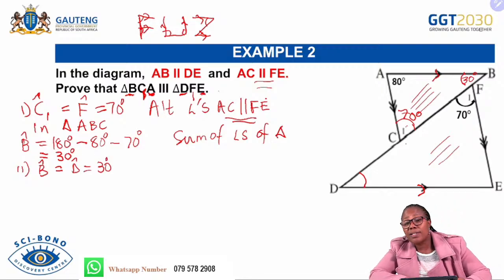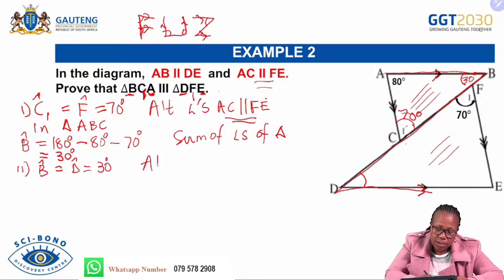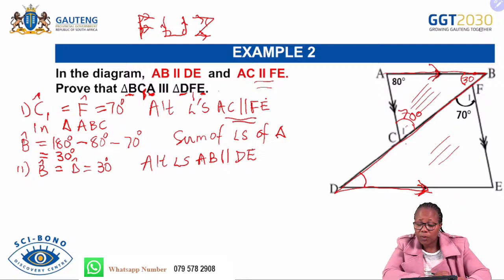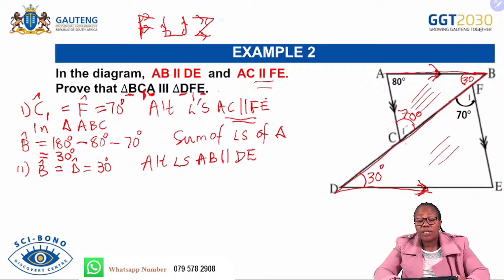But what is the reason for making B equal to D? Because they are also alternating. Can you see that shape again? Okay, therefore we have alternating angles, but these ones are alternating between which parallel lines? Between AB parallel to DE. Okay, so that means D is also 30 degrees.